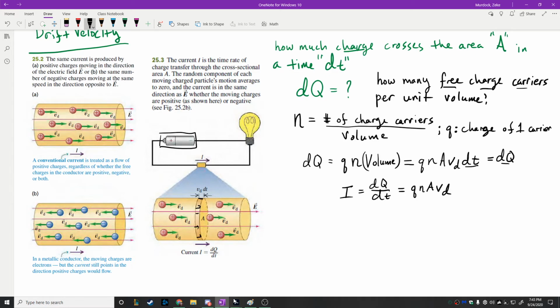Like this. So this allows us to define what the drift velocity is, as well as what the current is, in terms of fundamental properties of our material. N is going to be a fundamental property of the metal itself. It's going to be different. It's going to be related to density. It's going to be related to some other things.